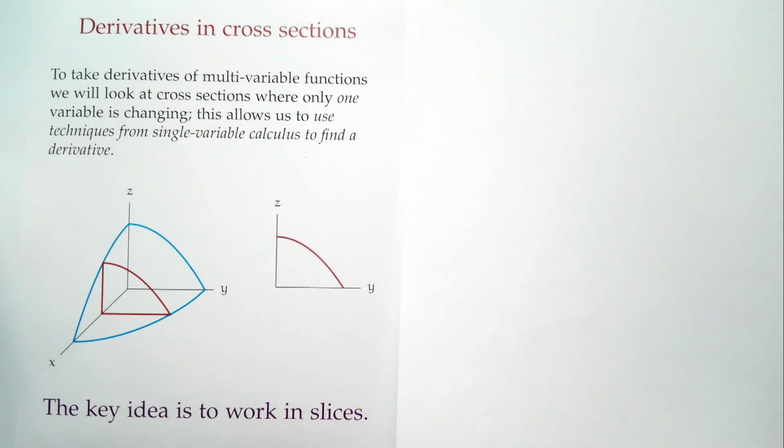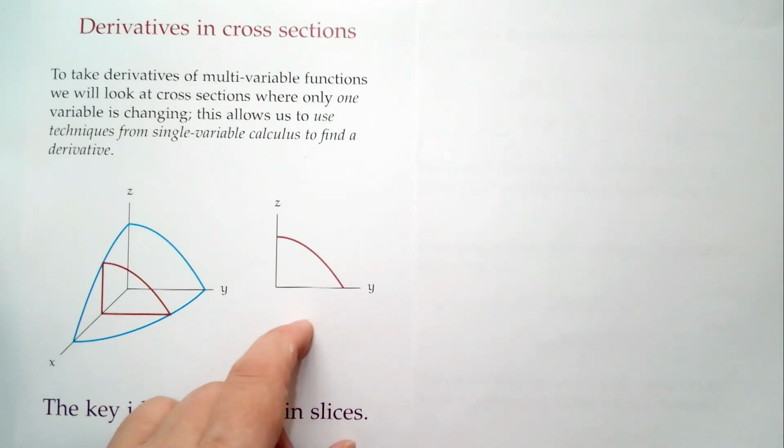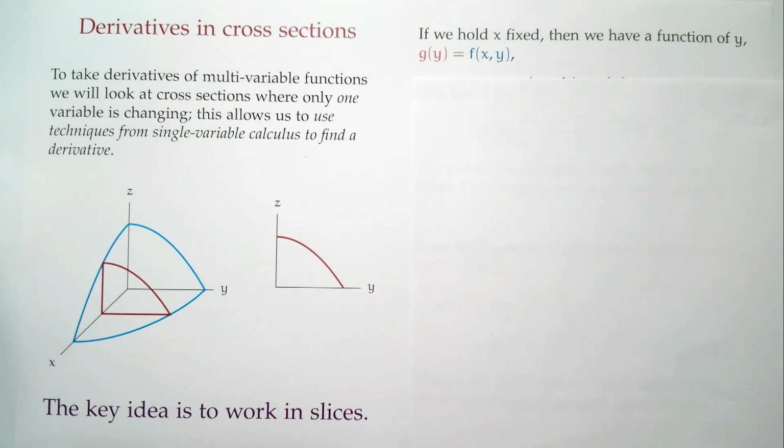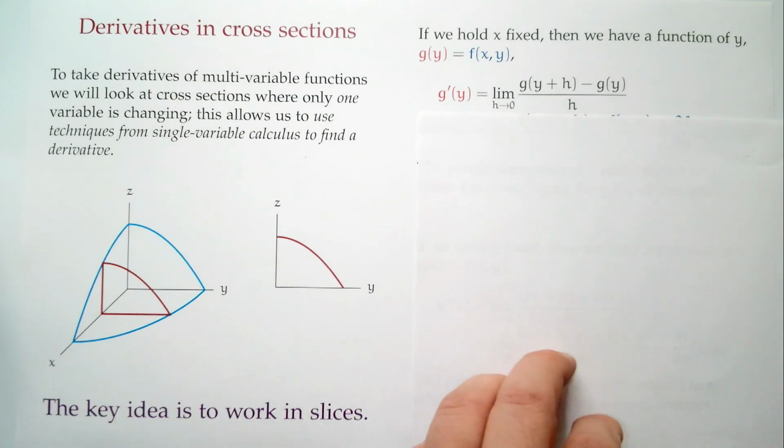So here we go. In this picture here, what's happening? Well, we're holding x fixed, and we're letting y vary. So we can think of this function, we're going to call it g of y, where g of y is f of x comma y, where x right now is just some parameter that's been fixed. And so we're going to take the derivative, g prime of y, and we do what we always do when we take derivatives. We say, okay, it's the limit as h goes to 0 of g of y plus h minus g of y over h.